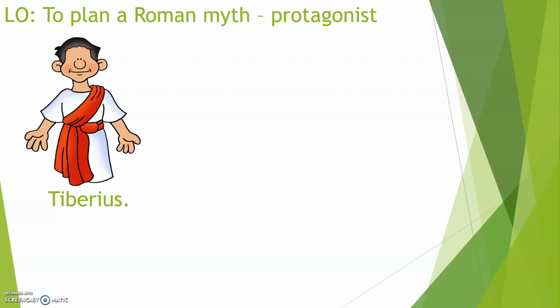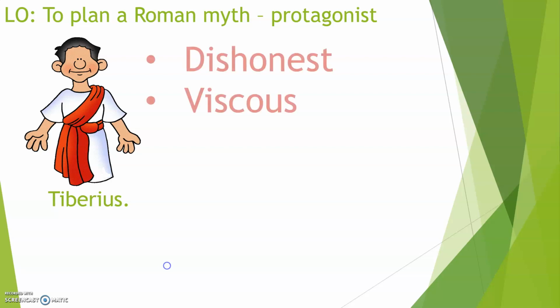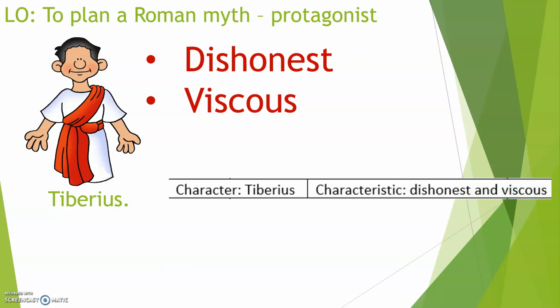Now, because I've got my main character, my protagonist Tiberius, I need to know what his characteristics are, because we need to know how to describe him and his actions throughout the story. So I'm going for 2. You don't have to go for 2. You need at least 1, but I'm going for 2. And I'm going to make Tiberius dishonest and vicious. So he lies and he cheats and he's not very nice and he kills things. So dishonest and vicious.